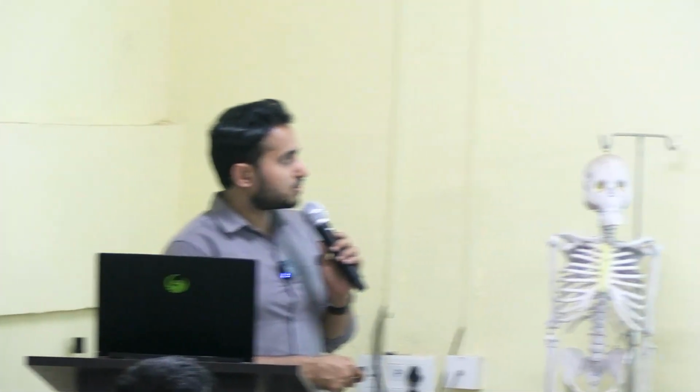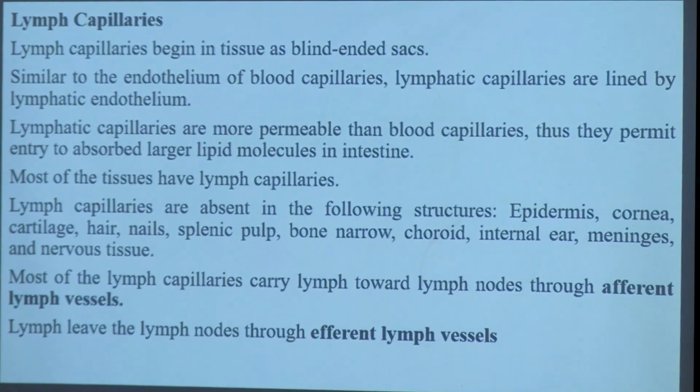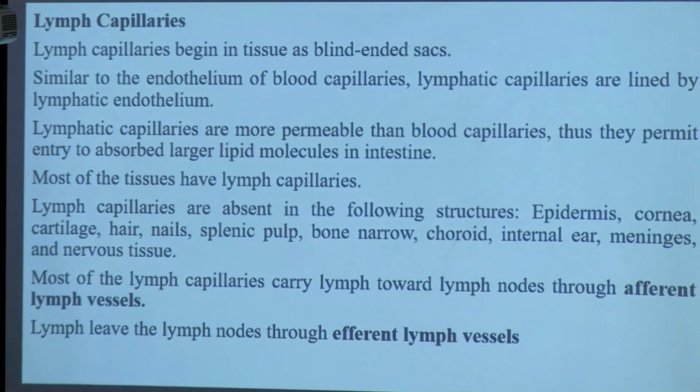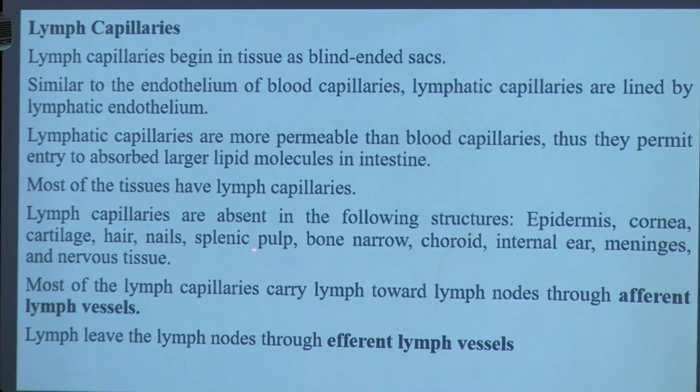Next, most of the tissues have lymph capillaries, but there are some areas in our body where lymph capillaries are absent, for example, epidermis, cornea, cartilage, splenic pulp.